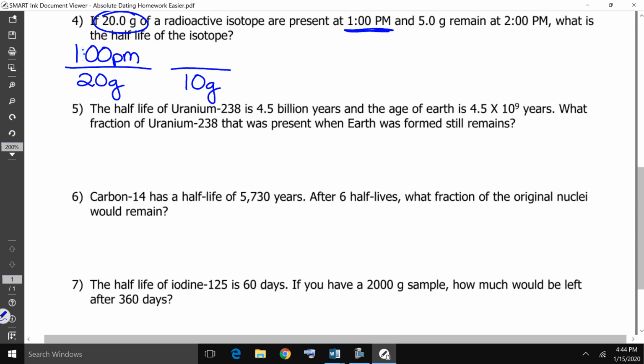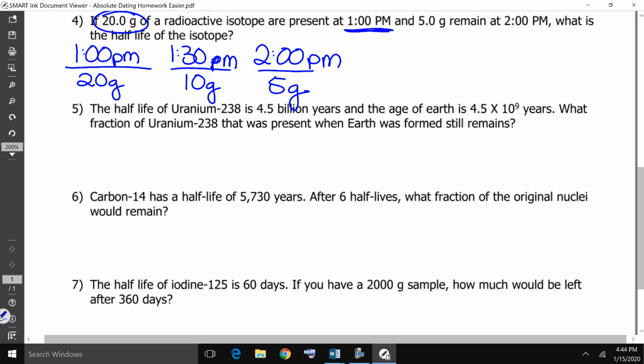So, clearly it's not 1 hour, because if that was the half-life, it would have already gotten to 5. It is not. So, clearly it needs 2 half-lives. 10 divided by 2 is 5. So it needs 2 half-lives in order to get to 5 grams by 2 o'clock p.m. So what is halfway between these two? 1:30 p.m.